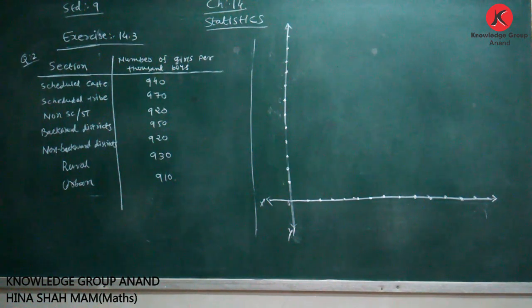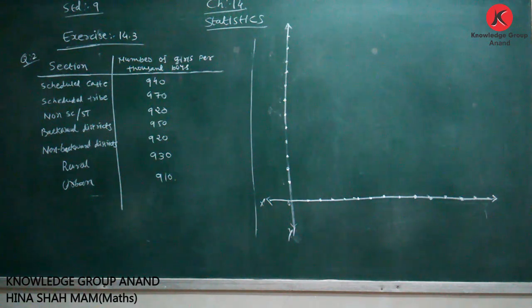Now, question number 2. The following data on the number of girls to the nearest 10 per thousand boys in different sections of Indian society is given below. Sections: scheduled caste, scheduled tribe, non-SC/ST, backward districts, non-backward districts, rural and urban.